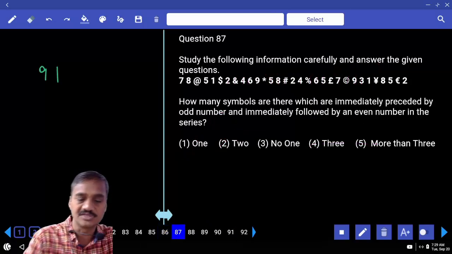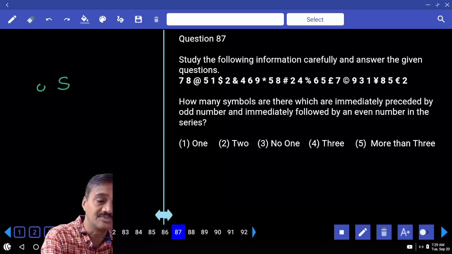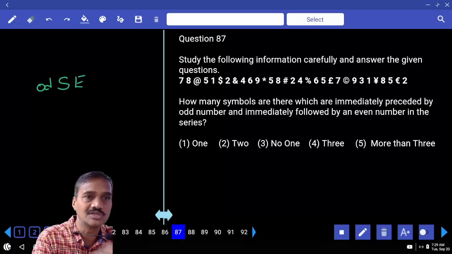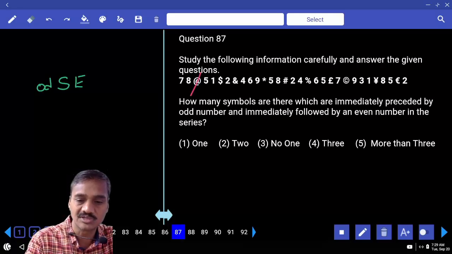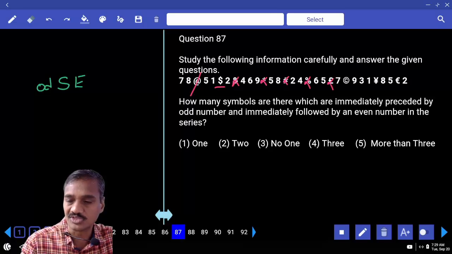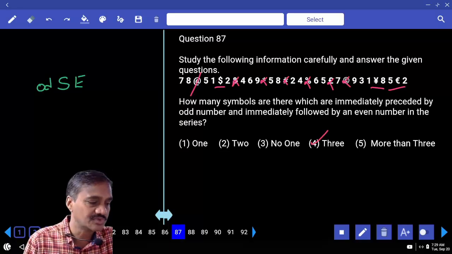Then 87. How many such symbols are there which are immediately preceded by odd digits and immediately followed by even? Before the symbol there must be odd, after the symbol there must be even. Then here, before the symbol odd, this is ruled out. Before the symbol even and after the symbol odd, but not even. And this symbol cannot be taken. Now here both are odd and odd. And next one, before the symbol odd, after the symbol even. Before the symbol odd, after the symbol even. So how many are there altogether? There are some 3. Choice 4, question number 87.